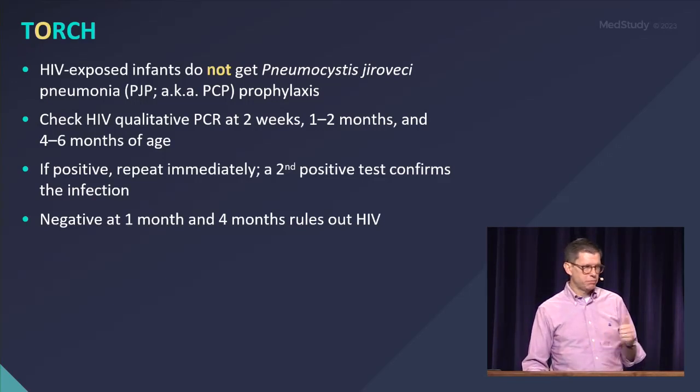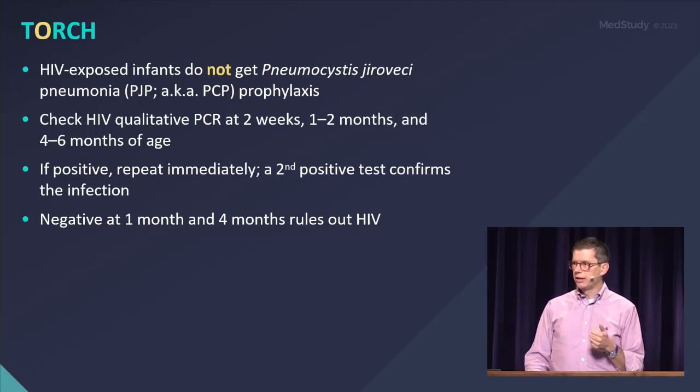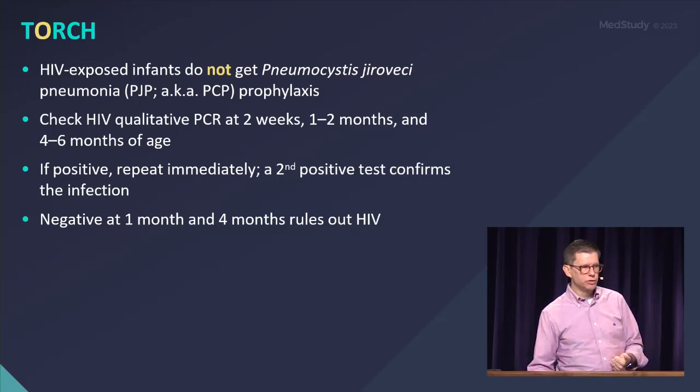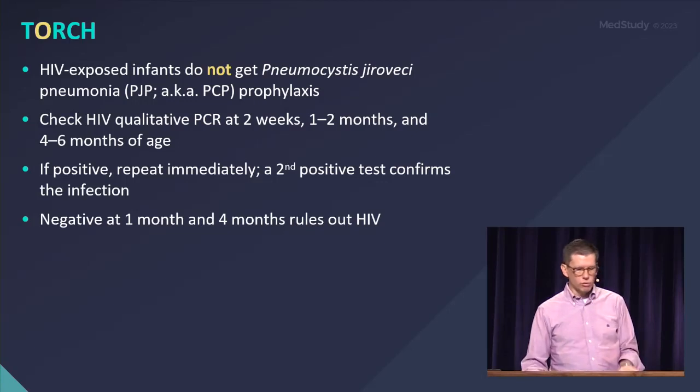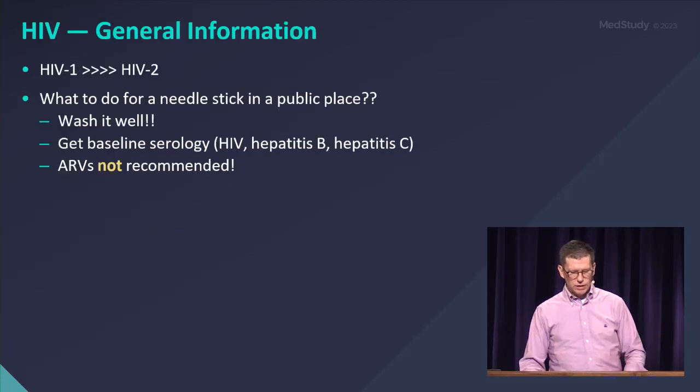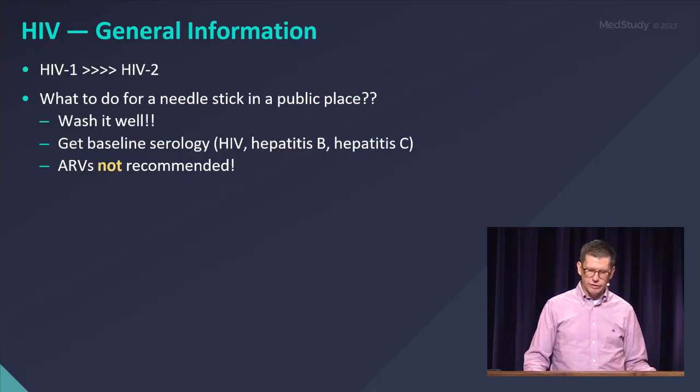We typically test, again, PCR. We don't do antigen antibody. We do that for older kids and adults. We do PCR at usually 2 weeks, 4 weeks, and 4 months. If any of those are positive, we repeat immediately for confirmation. But a negative PCR test at least 1 month of age and at least 4 months of age essentially rules out HIV. HIV-1 is more common than HIV-2.